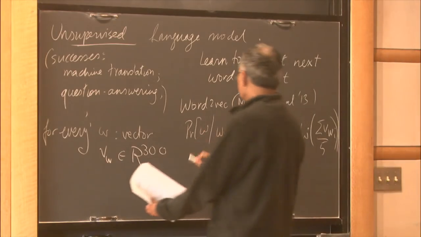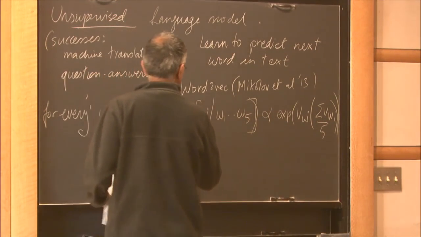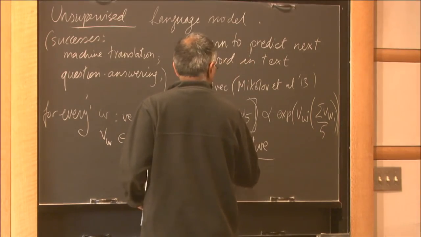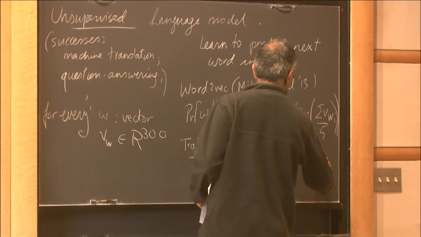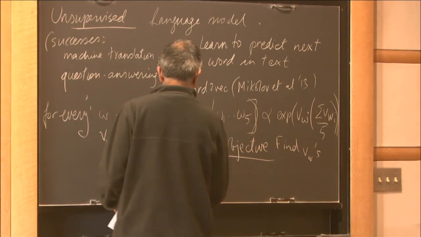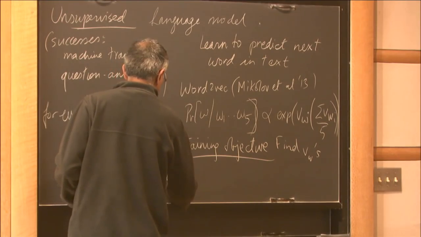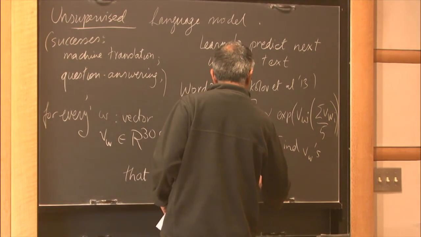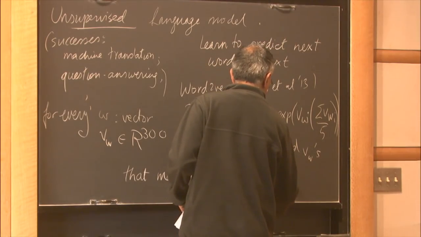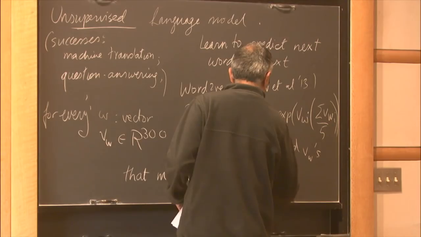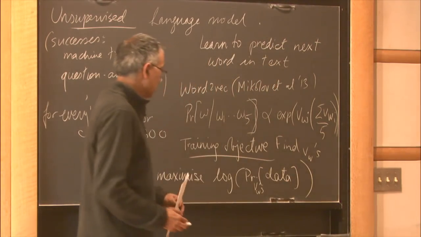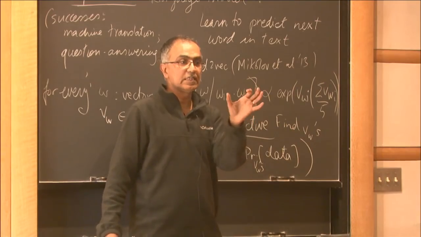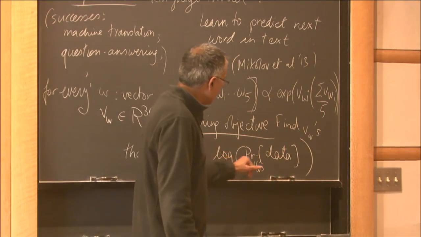Okay. So this is the model, and the training objective is: find the vectors v and w that maximize the log of the probability of the data under these vectors. So given the vectors, you get some probability distribution on data, because given the last 5 words, you get the next word, and you try to maximize the log probability of the data.